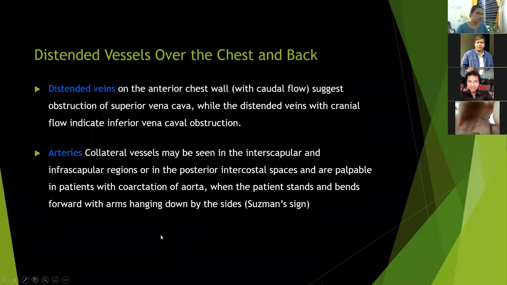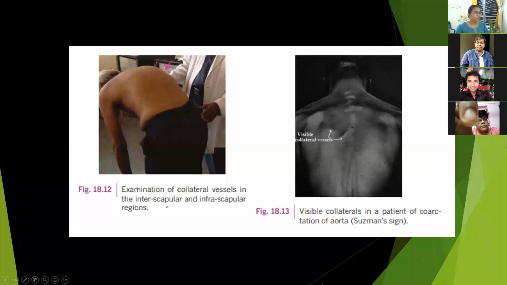These are seen here. So how do you inspect for abnormal collaterals? You ask the patient to bend down. Then you will see the collateral vessels here in the interscapular and the infrascapular regions. This sign is known as Suzman's sign in coarctation of aorta.